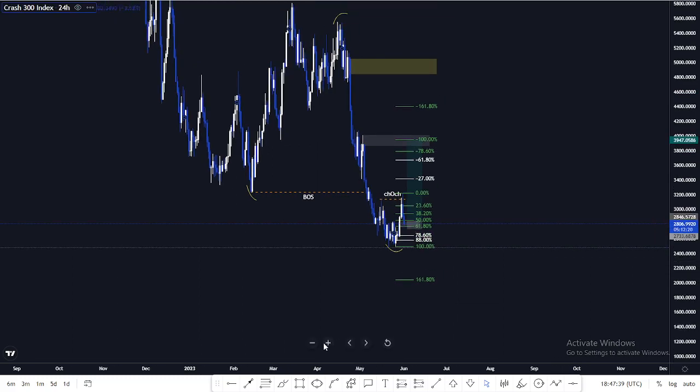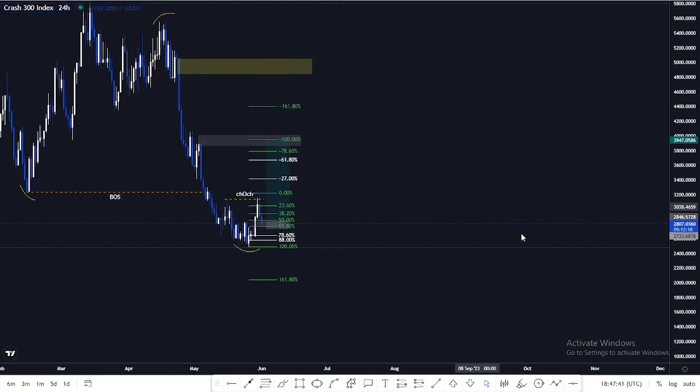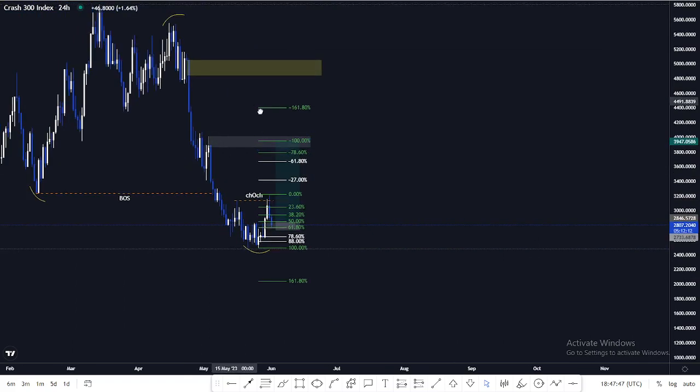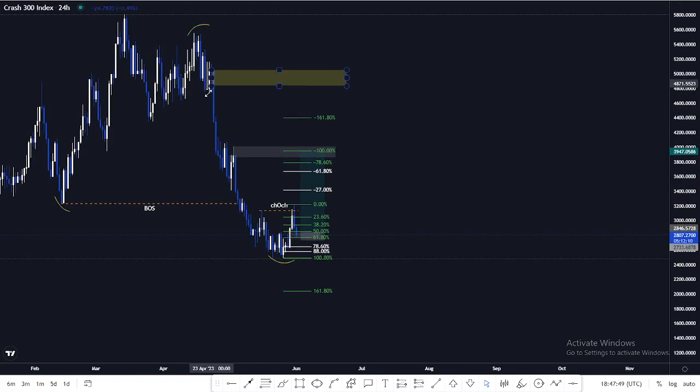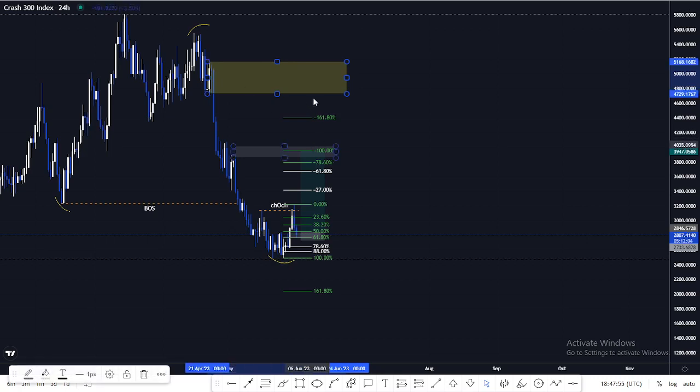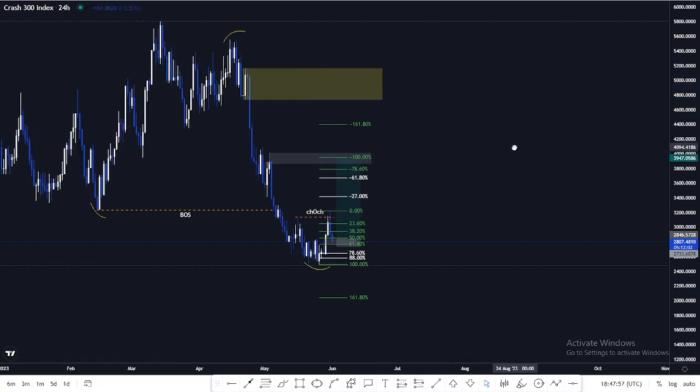Then once we buy, our first target is going to be this level here, which is this previous high. Second target, it's all the way at the top there, at that supply. That would be the second target. So first target, second target. Remember, this is going to be a swing buy.